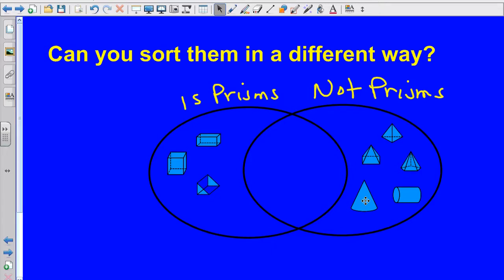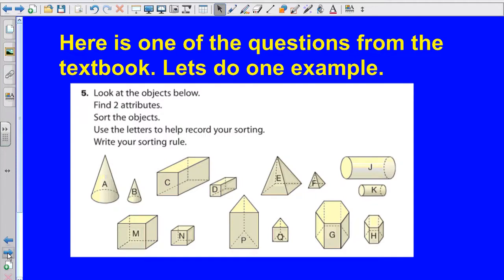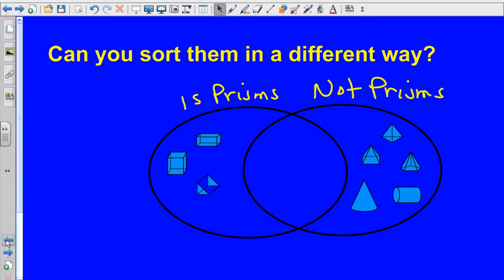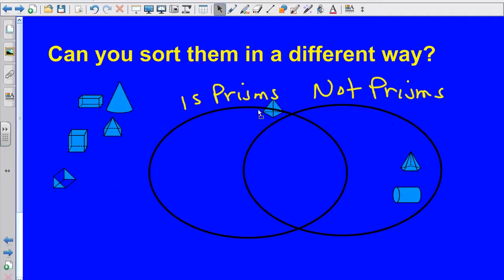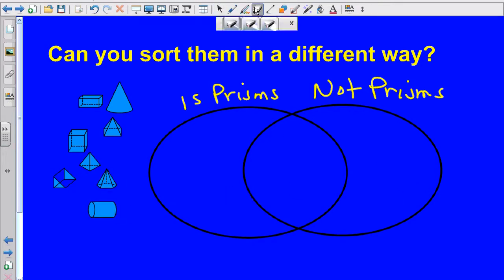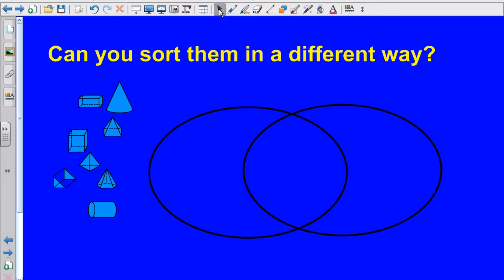Okay? If you go to the next slide. Actually, let's go back for a second and try this one again. Can you sort them in a different way? Yes. Just a second, I'm going to get everything set back up where it was. Grab my eraser.